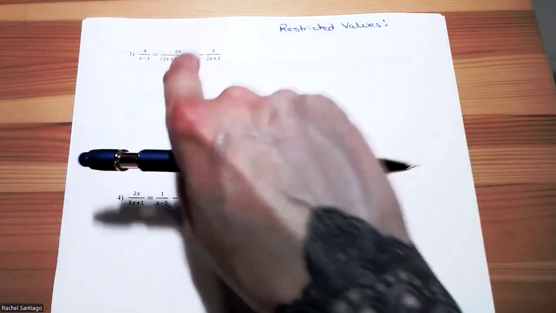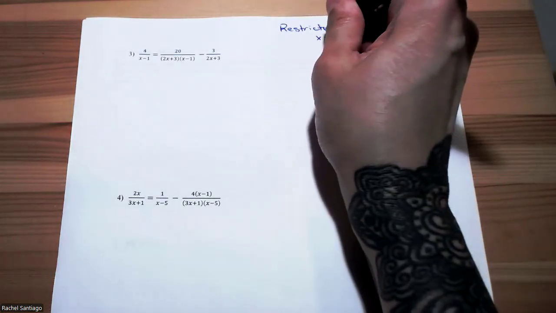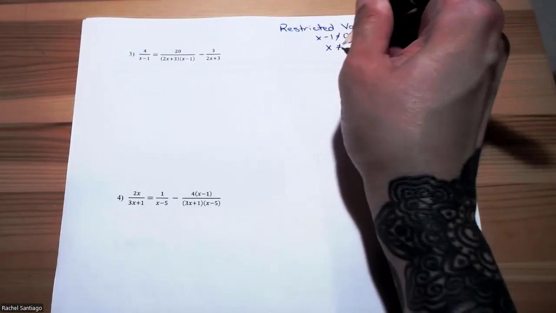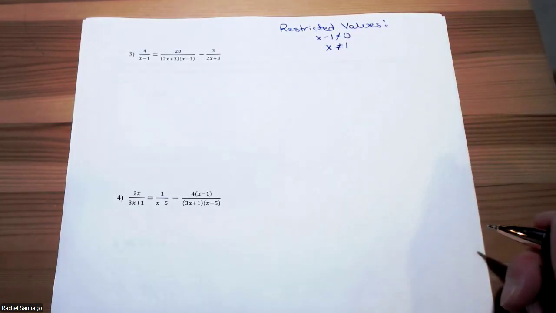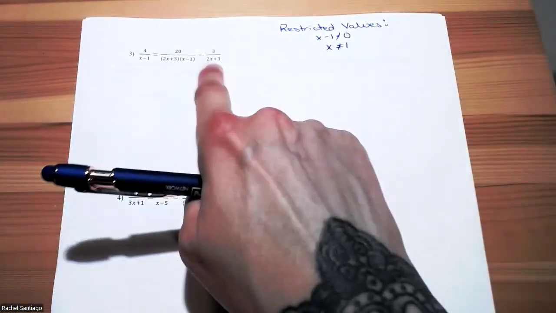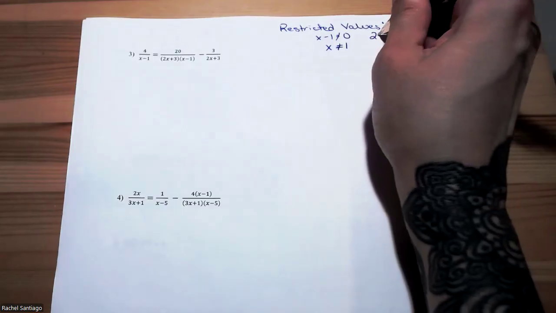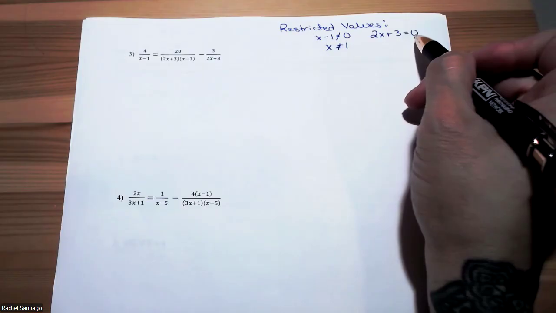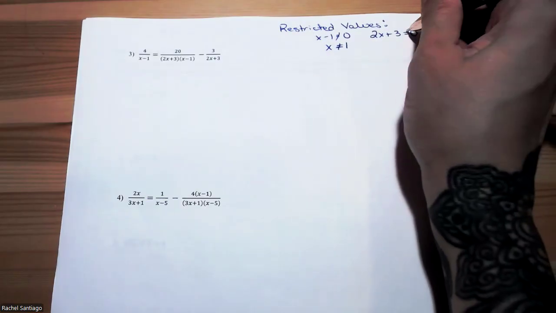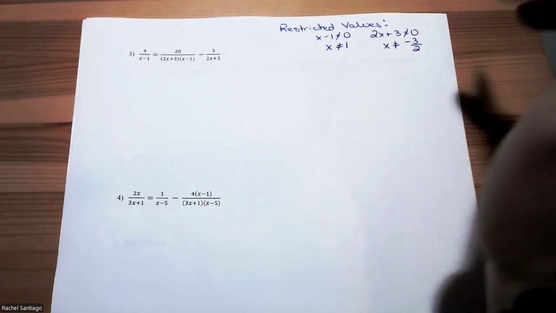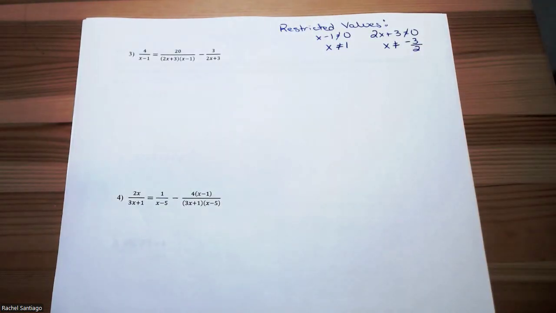Well, I have an x minus 1. If we set x minus 1 equals 0 and we solve, we see that x cannot be equal to 1. That's my first restricted value because we have to add 1. My next factor is a 2x plus 3. So let's take that 2x plus 3, set it equal to 0. That means I have to subtract the 3, then divide by 2. So x cannot be negative 3 over 2. We're going to keep that in mind. Those are our 2 restricted values.